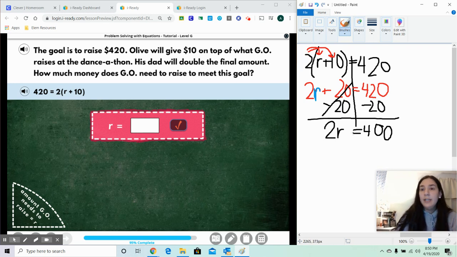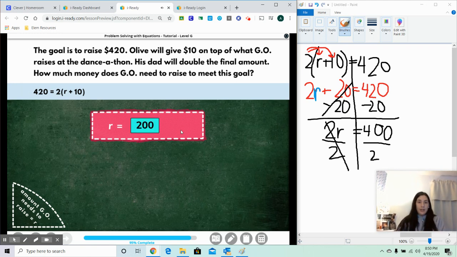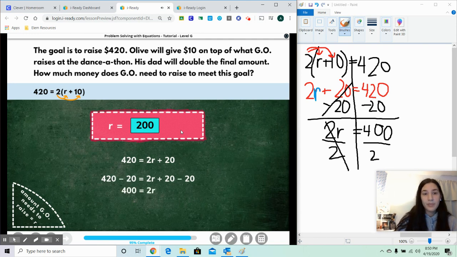Okay, R is still not alone yet, and we want to get it alone. We know that these are attached by multiplication. The inverse of multiplication is division, so we're going to divide by 2 and divide by 2 to get R equal to 200. Type it in and let's check. 200. That's what I got too. Good job. I used the distributive property to get 2R plus 20 equal to 420. Then we subtracted 20 from both sides of the equation and divided both sides by 2 to isolate the R. You just need to raise $200 and Olive and your dad can do the rest. Nice. I'm on it.